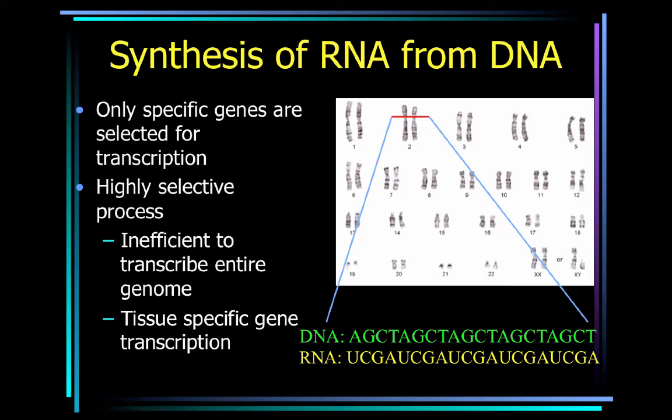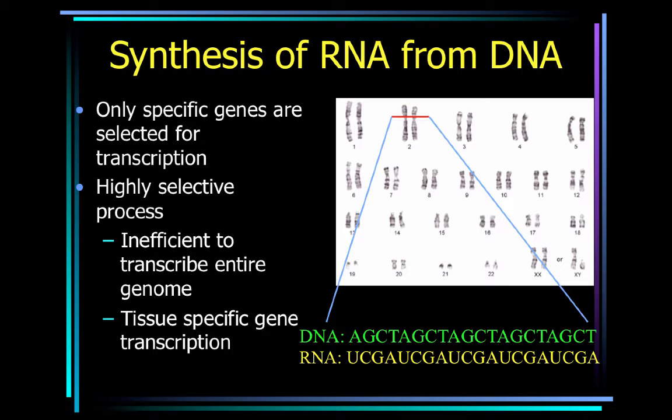So RNA is not going to be synthesized in one big mass like DNA is when we think of DNA replication. When we think of transcription and the production of RNA, that's only going to happen at the gene level. So certain genes are going to be turned on and transcribed into messenger RNA at certain times.